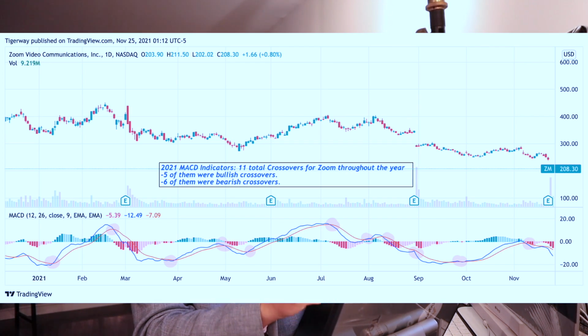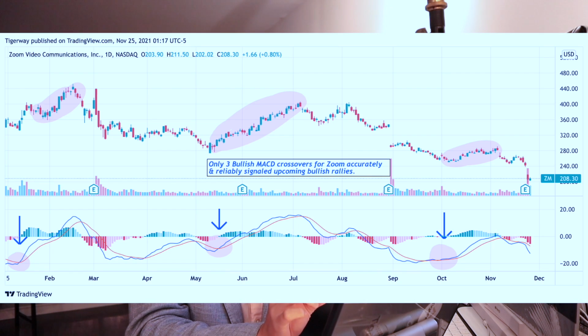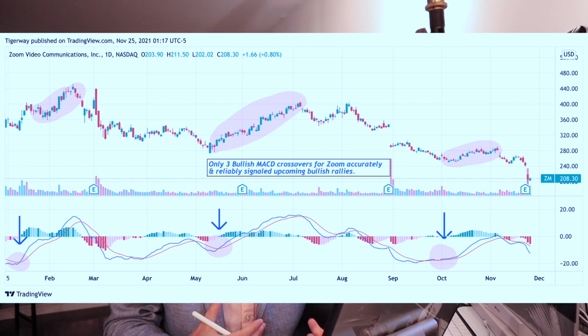Now, not every single crossover is going to be a signal that's profitable for a long or short entry. In fact, you can see that there were 5 times that the MACD line crossed over the signal line to, in theory, indicate that a rally could be emerging. Now, out of these 5 times, it appears that only 3 of them were powerful signals of a Zoom rally. In other words, the signal seemed to work around 60% or 3 out of 5 times for Zoom. January 2021, May 2021, and October 2021.